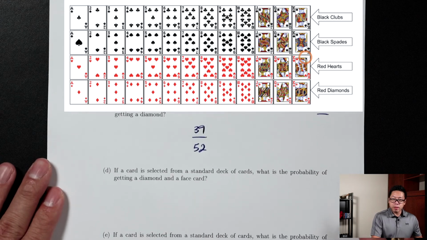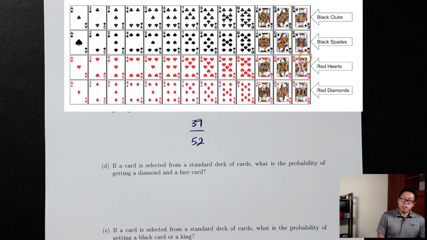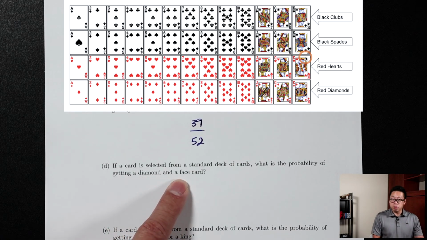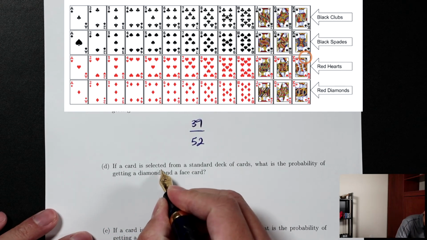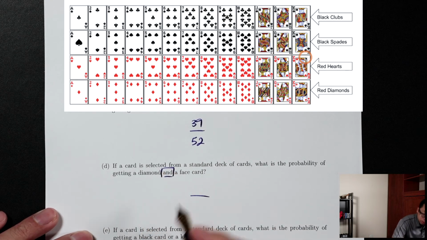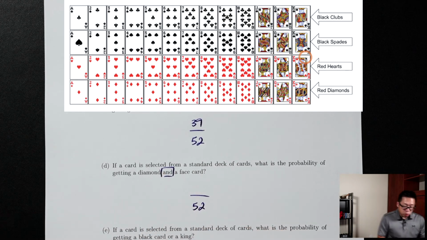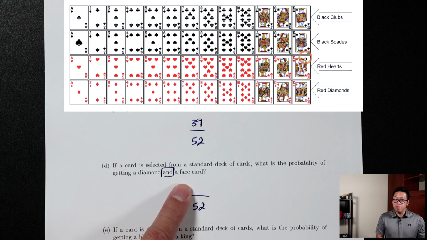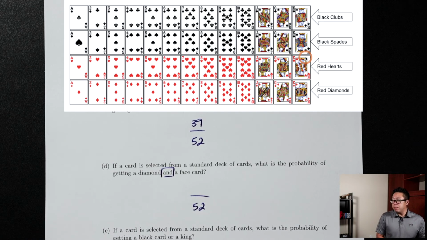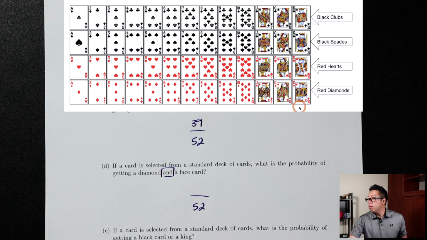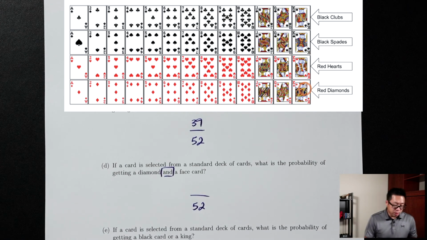Part D. If a card is selected from a standard deck of cards, what is the probability of getting a diamond and a face card? Keyword there, the word and. Bottom will be 52 again. The word and means at the same time. So I want the cards that are diamond and at the same time face. In other words, I want the diamond face cards. So diamond face cards would be just the Jack, Queen, King, Diamond. The three at the bottom here. Jack, Queen, King. So there's 3.